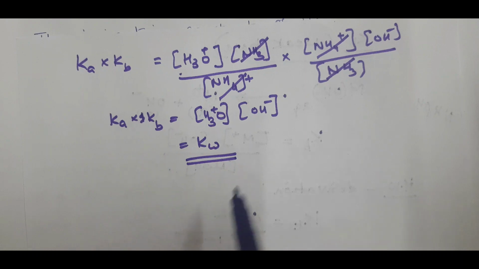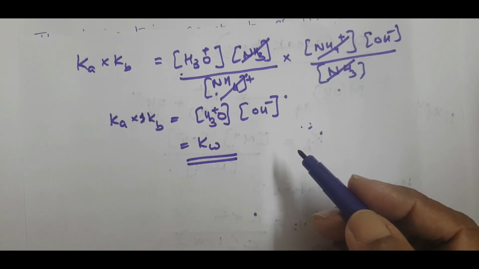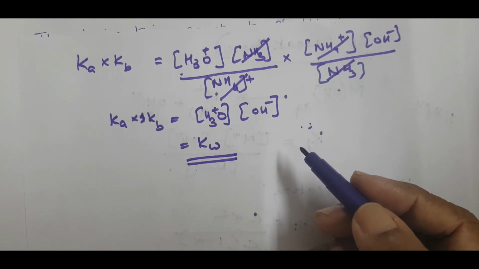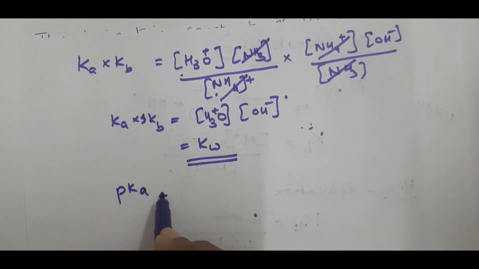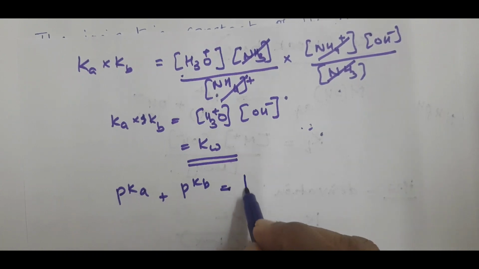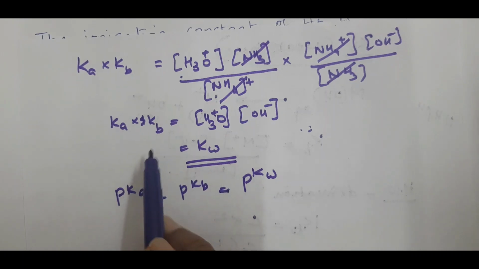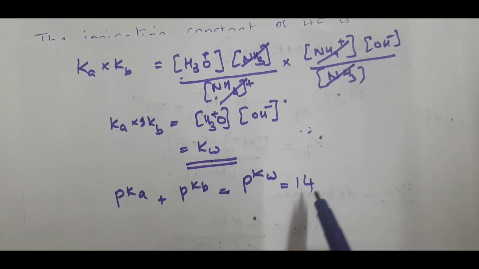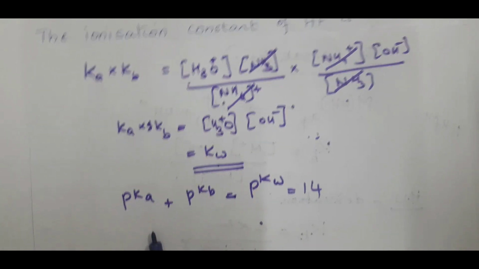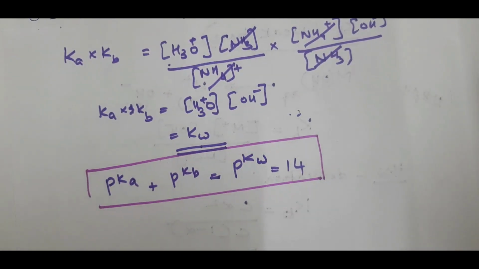Clear? In the same way, we can write it for a basic solution also. Ka into Kb is equal to Kw. Correct? Or we can say pKa plus pKb is equal to pKw, like the pH value. And that comes to be equal to 14. So remember this: pKa plus pKb is equal to pKw, which is equal to 14. Okay, you can simplify it.